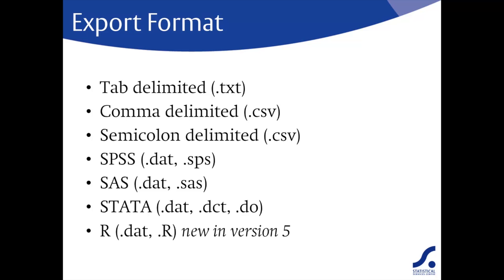CSPro would produce a text data file or files with the extension .dat, together with a syntax file with the appropriate commands to read the data and name and label the variables. Thus with SPSS, for instance, you would have a file with the .sps extension containing SPSS syntax. The option to export to R was introduced in version 5 of CSPro.